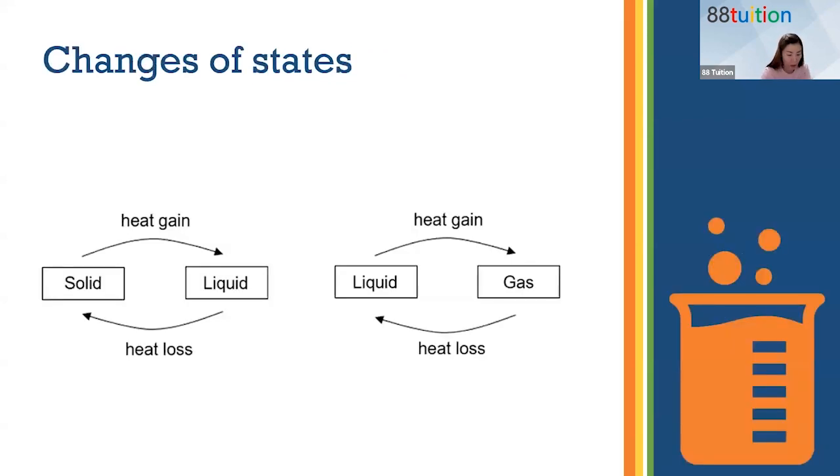Okay, changes of the states. Now, when a solid gains heat, it can actually change state, right? It melts to become a liquid. For example, solid ice being taken out from the freezer will gain heat from the surroundings, and it will start to melt and change to liquid water. Okay, and if I heat the liquid water, it's going to turn into gas. So the opposite can also happen when they lose heat.